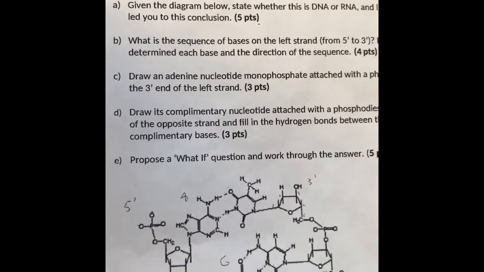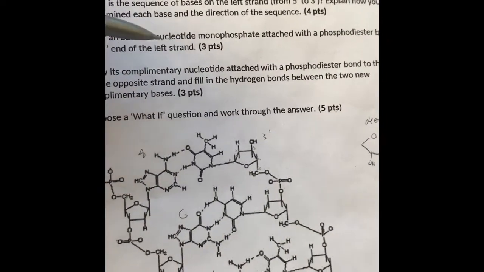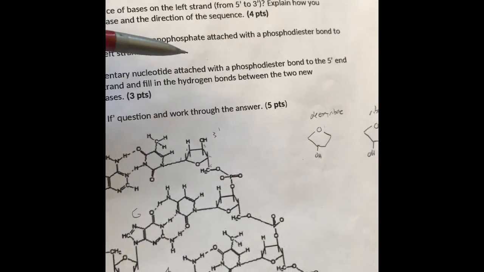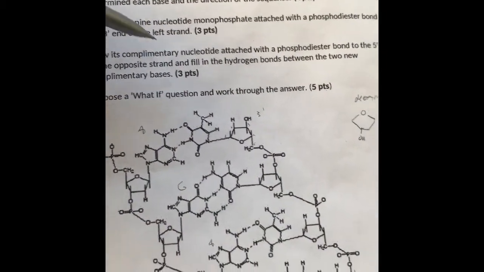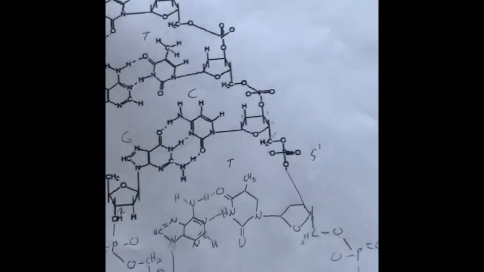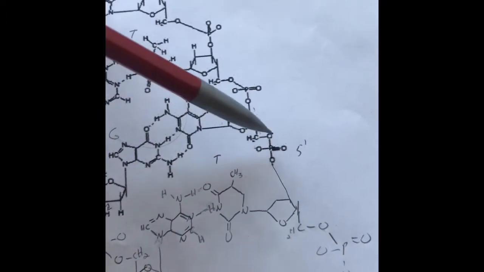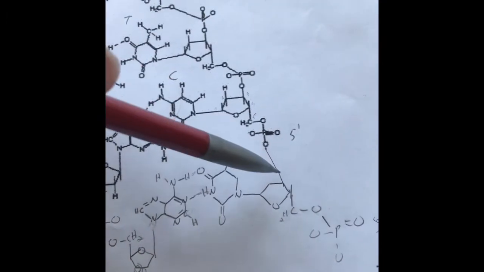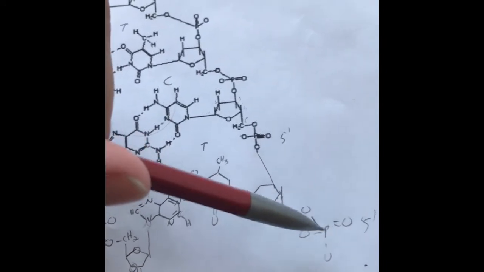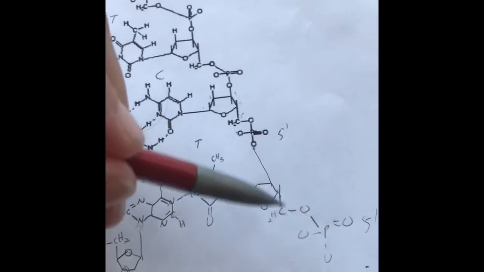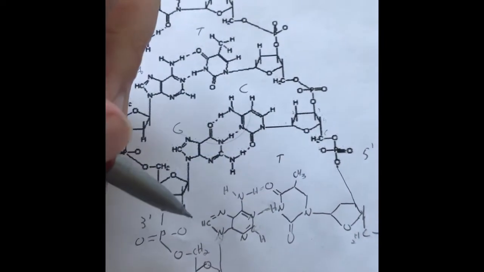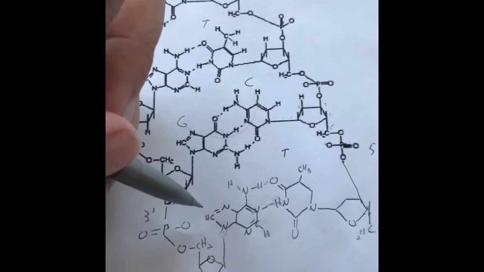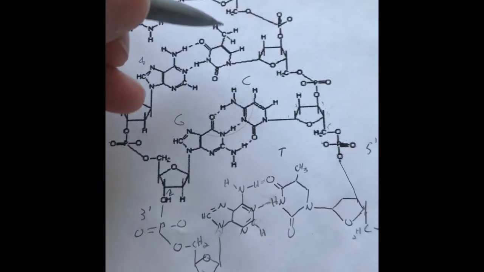And now it's asking us to draw its complementary nucleotide attached on the 5' end, and then fill in the hydrogen bonds. So same idea as earlier. But instead we start with our phosphate here, so we can just connect our sugar here, draw our phosphate, get the 5' end going, and then we kind of just copy up here, because we already have our adenine drawn right here.